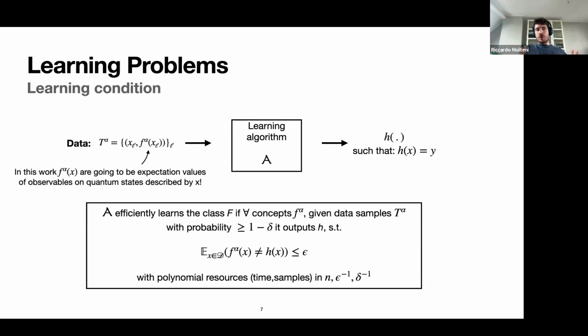In our work, I will tell you more later, we are looking at learning observables. What do we mean? It means that in our work, the X's will label quantum states, and I will tell you how they label quantum states. Basically, the idea is that the X's label quantum states, and the concepts are expectation values of an observable labeled by alpha on that quantum state labeled by X.